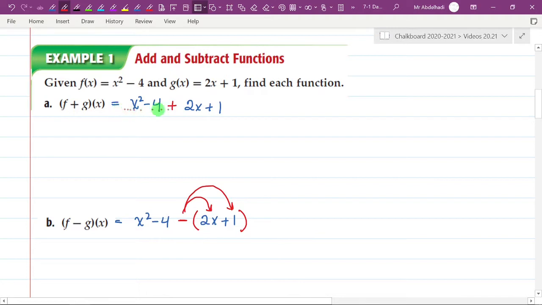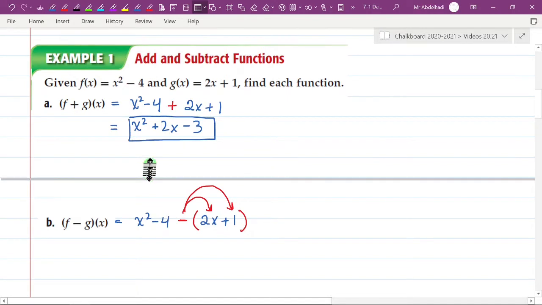So for adding, just combine like terms. For subtracting, make sure you're putting parentheses around the thing you're subtracting and distribute the negative. Now, after that, they're both the same. You just combine like terms. So here we go. We only have a single squared term, so bring it down. We only have a single 2x here, x term, bring that down. And we have a negative 4 and a positive 1. That becomes negative 3, and then box your final answer as usual.